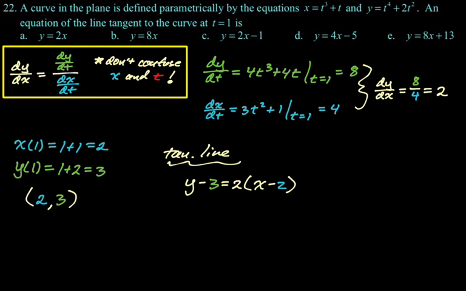Maybe that would highlight more errors that you might have made. Whatever. We've got to expand this thing. So if I expand it, I get y equals 2x minus 1. So that's going to be option C.